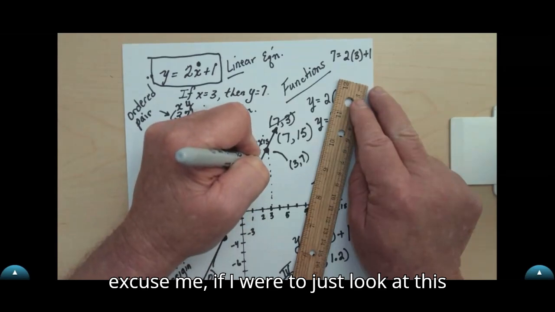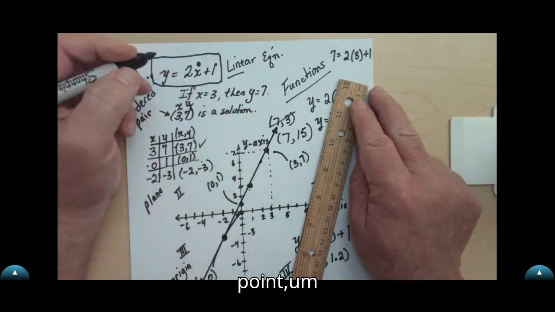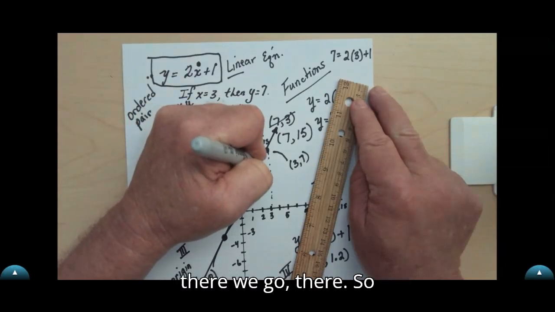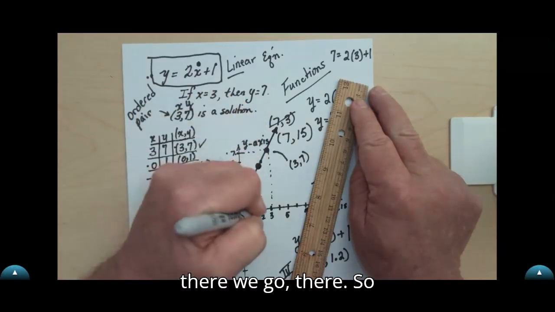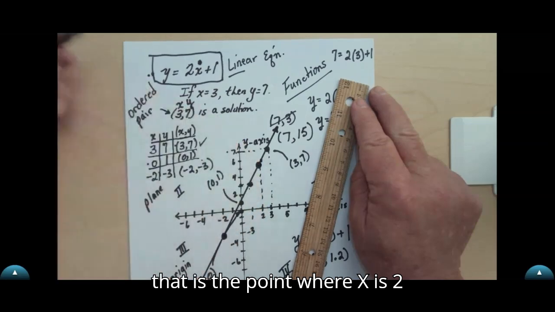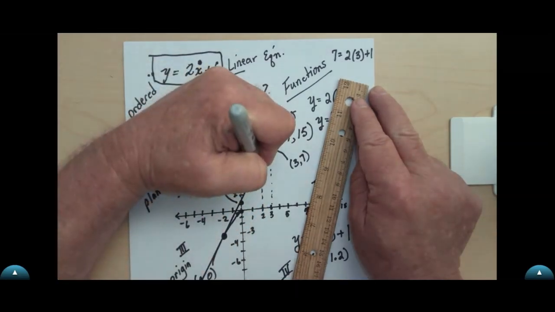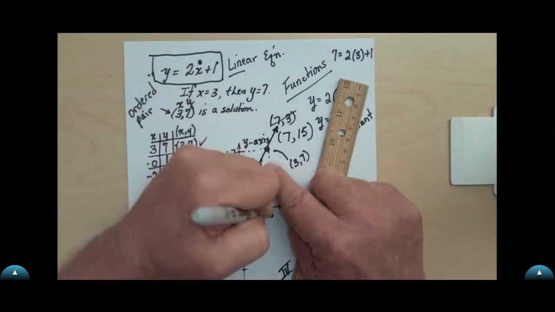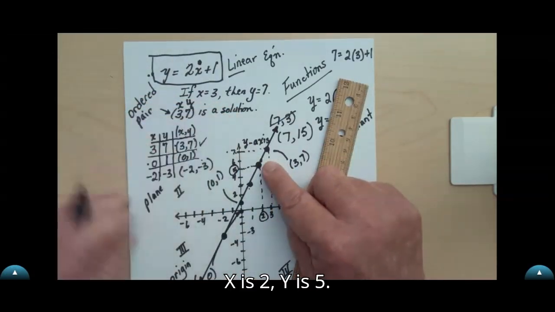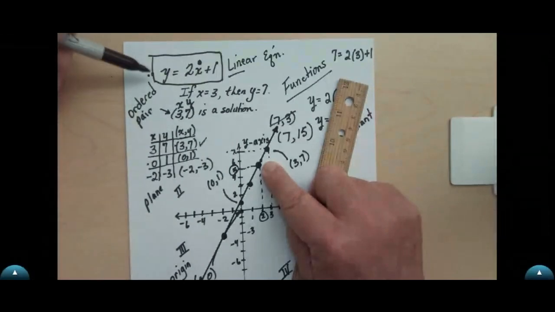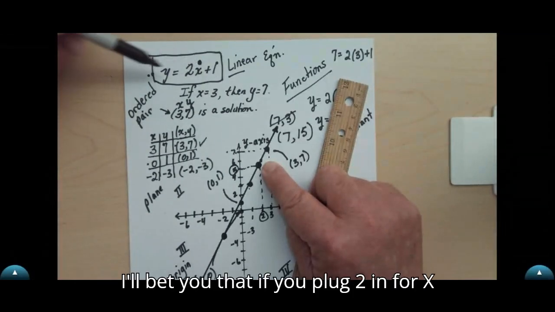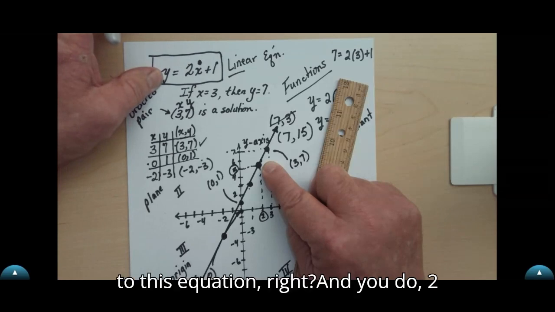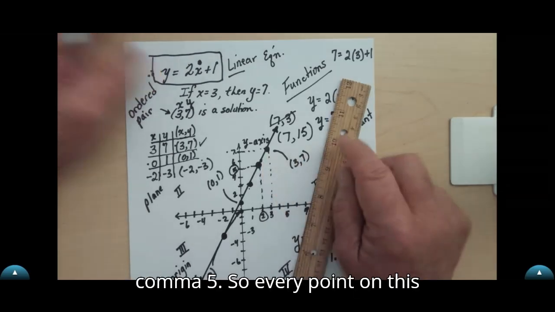In other words, if I were to just look at this point, let me see if I can get it kind of close. There we go. So that is the point where x is 2 and y is 5, right? X is 2, y is 5. I'll bet you that if you plug 2 in for x and 5 in for y, you would have a solution to this equation, right? And you do, (2, 5).